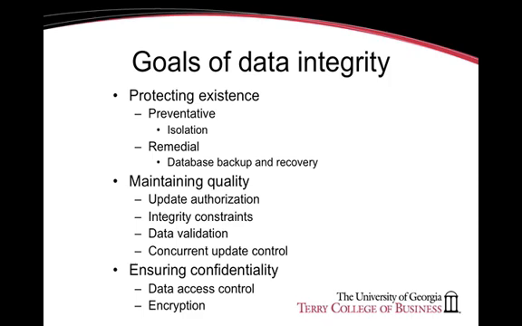The second goal is maintaining the quality of data. This means making sure that the data are accurate, complete, and current. The third goal is ensuring the confidentiality of data. This means that data are accessed only by those who are authorized to do so, data access control processes are kept in place, and encryption systems are put together so that individuals can only access that data that they are supposed to.